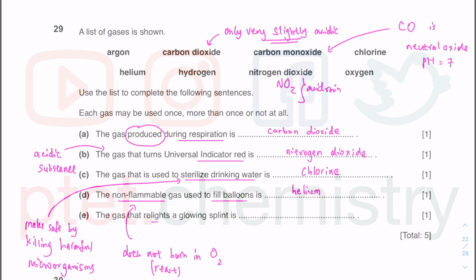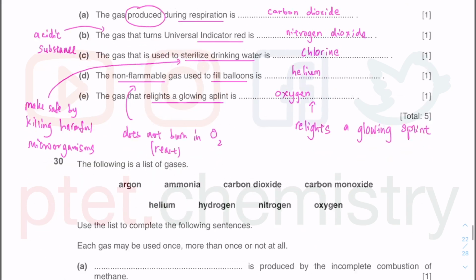Next up, relighting a glowing splint. Burning is when you have fire. Glowing is when the fire is out, but you still have the flicker. So that has to be oxygen, because oxygen will relight the flicker. Whereas if you have a burning splint with the fire still going, it's very hard to see if the fire goes even brighter. But with a glowing splint, where there's no more flame but there's flicker, the flicker will relight and give us the flame again.